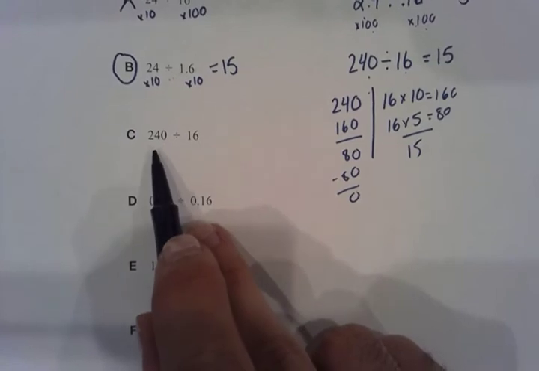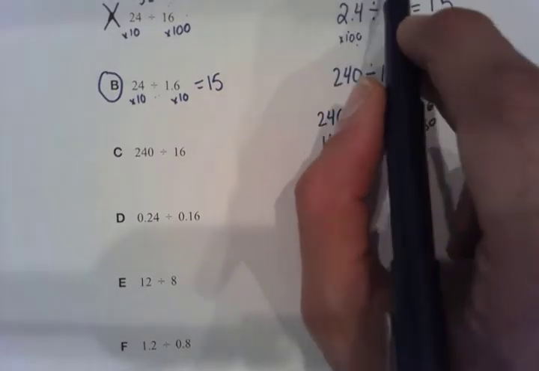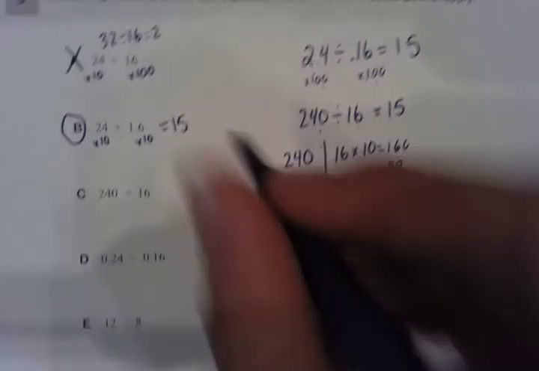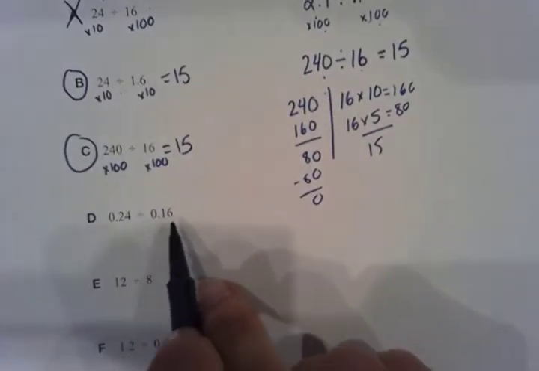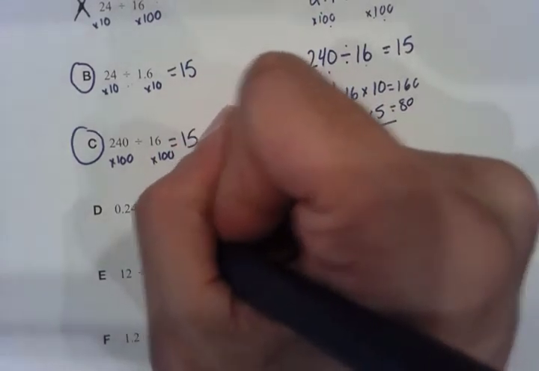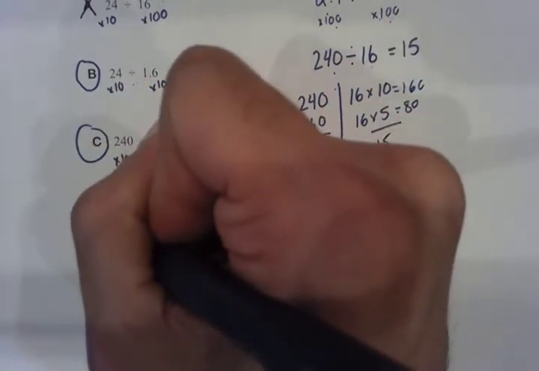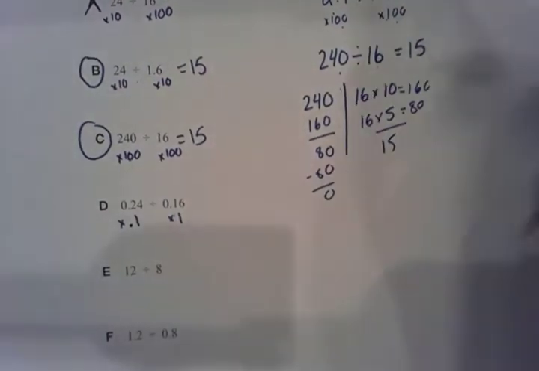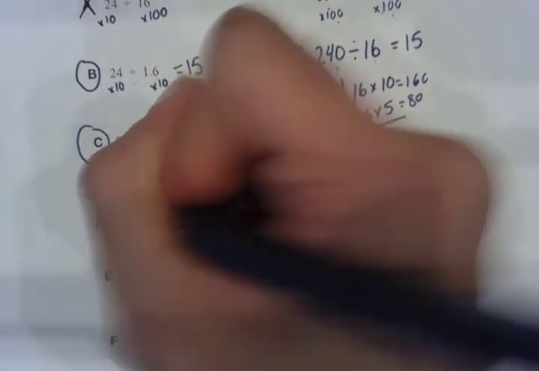So what about over here? Well, C, that's actually how we found the answer to 2.4 divided by 0.16 over here. So we already know that this equals 15 as well, because they multiplied this by 100 and they multiplied this by 100. So what about 0.24 divided by 0.16? Well, 0.16 is the exact same number, so all they did was multiply by 1, but here our number got smaller. That means they multiplied by 0.1, so this number as well is not going to be equivalent.